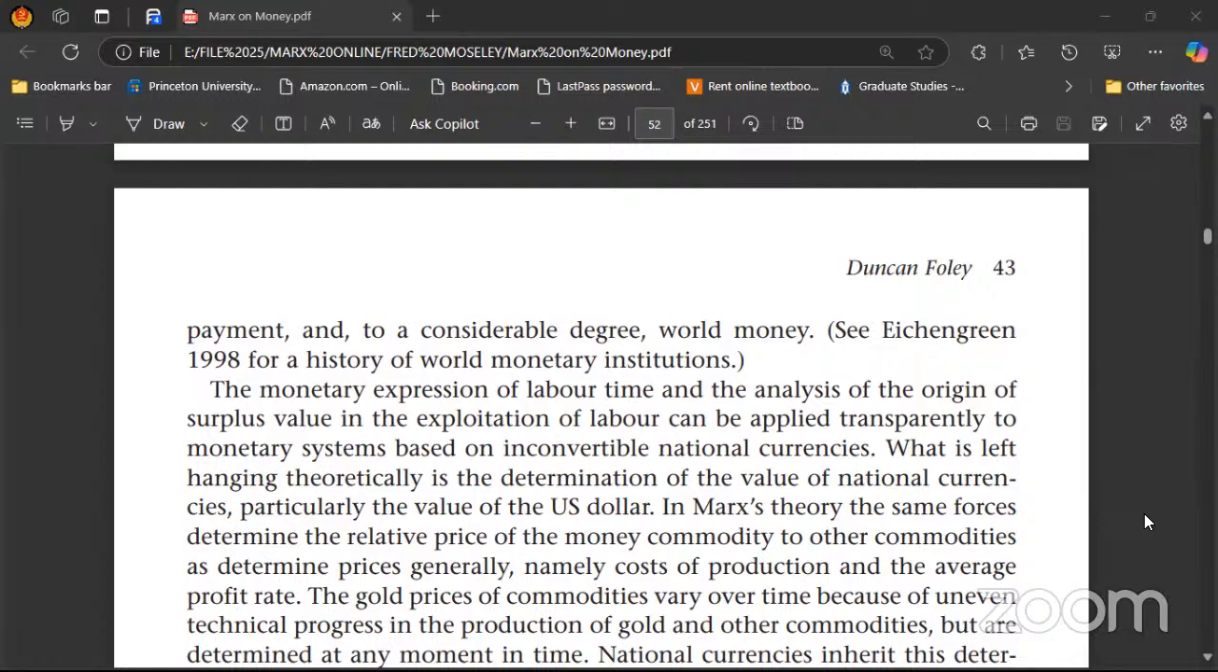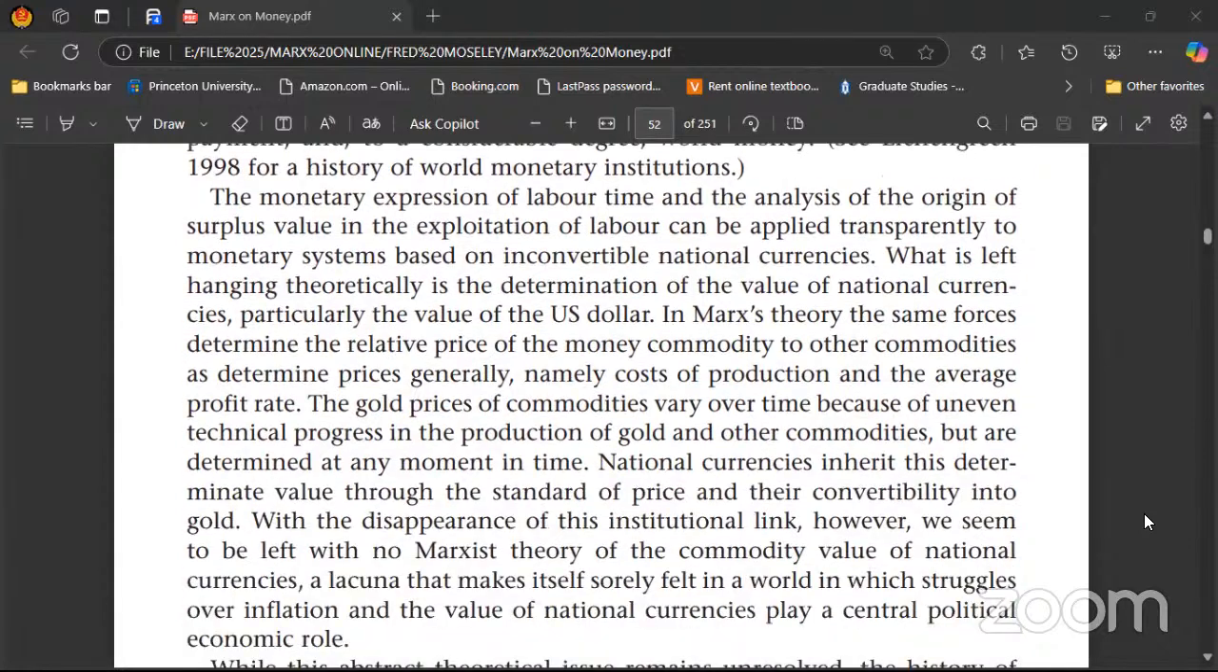What is left hanging theoretically is the determination of the value of national currencies, particularly the value of the US dollar. In Marx's theory, the same forces determine the relative price of the money commodity to other commodities as determine prices generally, namely cost of production and the average profit rate.